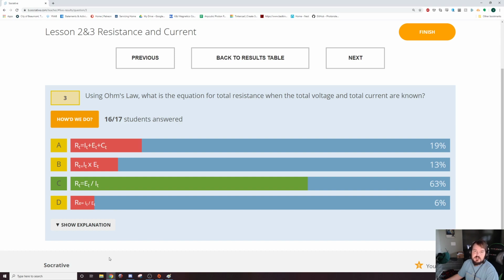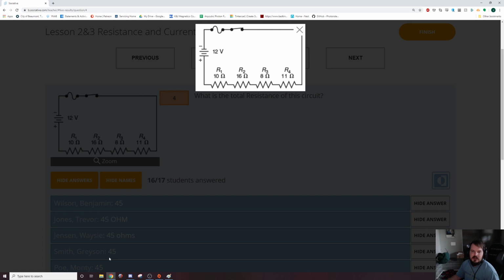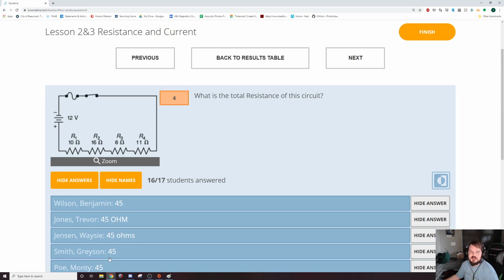This question took forever to type in. That's why you won't get very many more questions with formulas in them, because they're a pain. Alright, okay. Zooming really helps on this one.